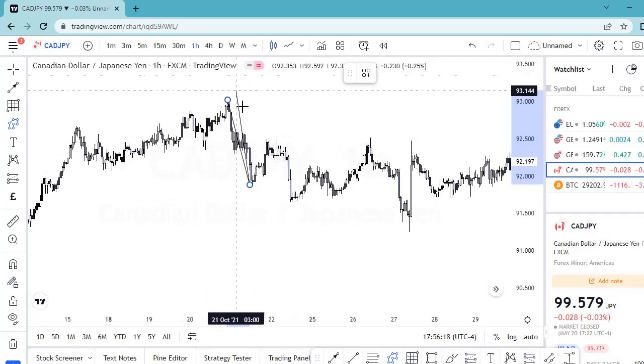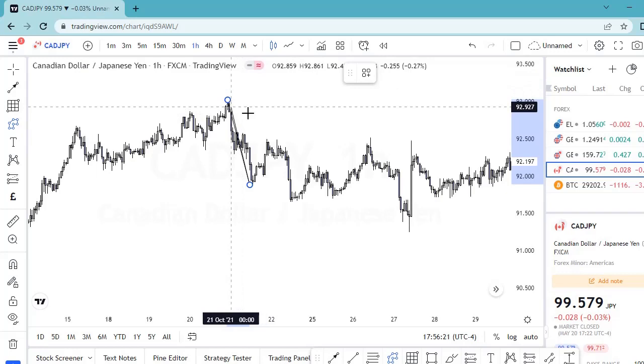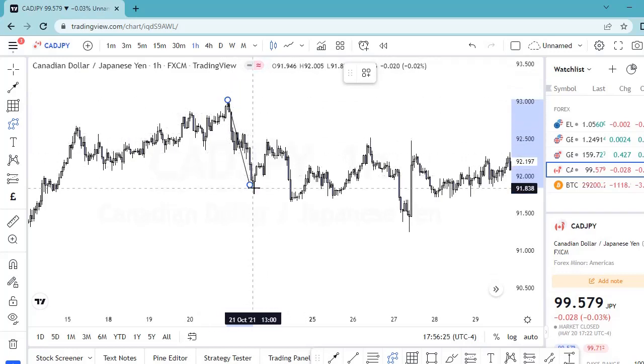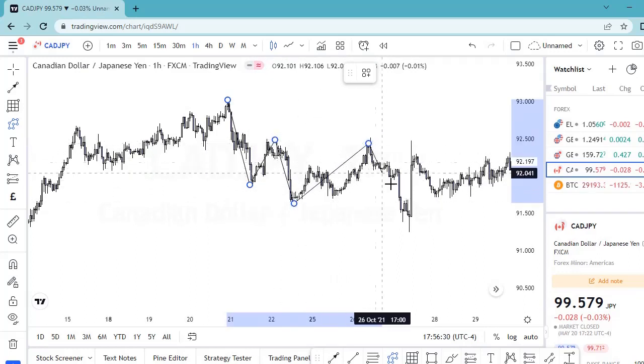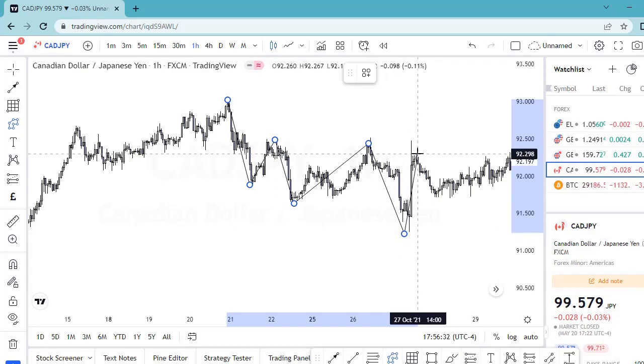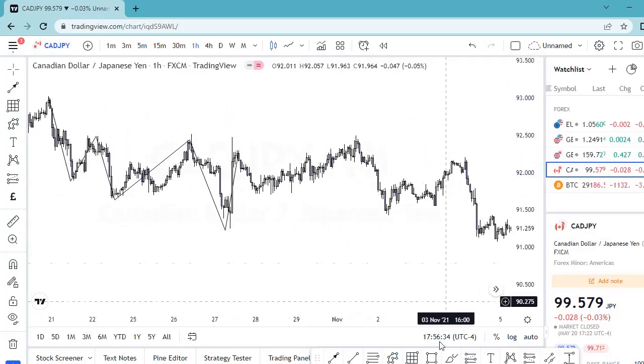So on the bearish trend, like I told us, we're seeing a series of lower lows and lower highs, right? So what can we see here? We have a lower low, we have a lower high, we have a lower low, we have a lower high, we have a lower low, we have a lower high, right? We have a lower low.